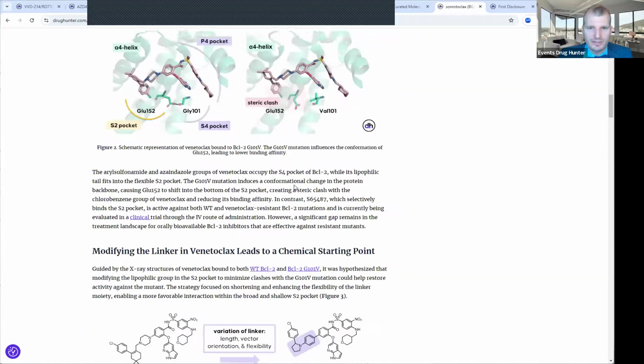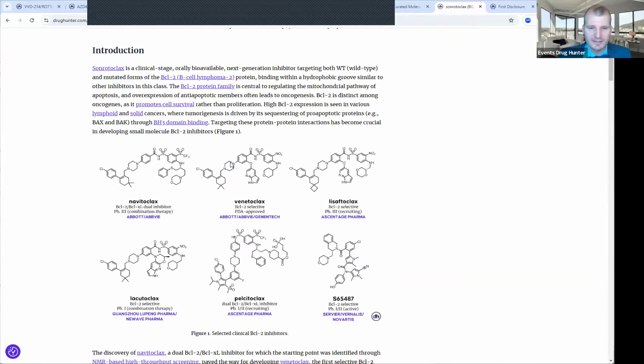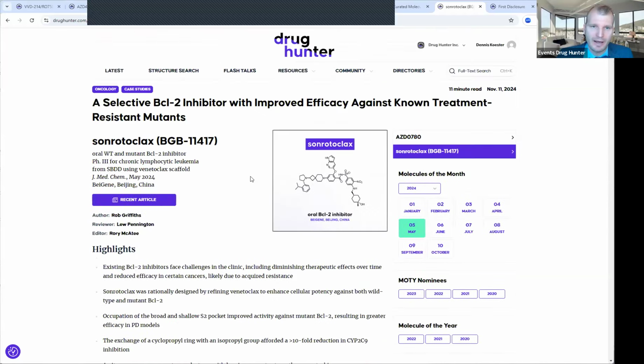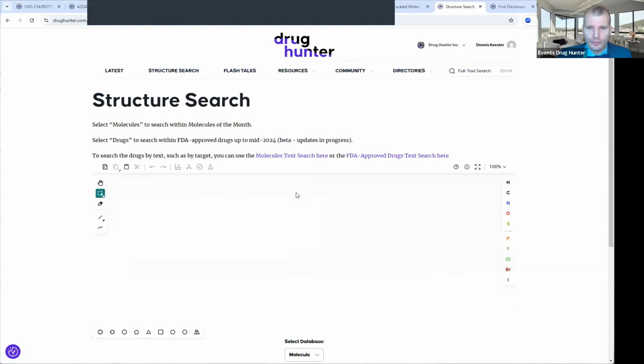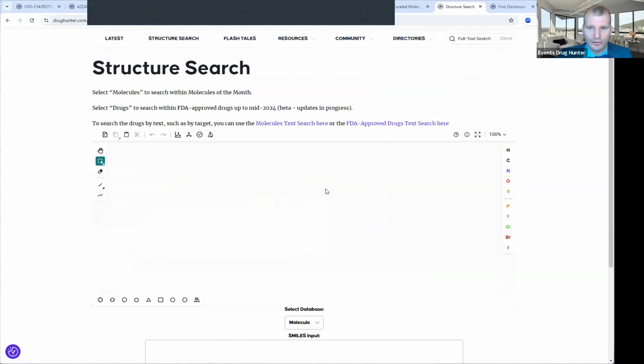Another thing that you can see with the competitive landscape analysis that we do here, you can see other, again, BCL2 inhibitors that were indexed. This nitro group is often replaced by other electron withdrawing groups. For example, this trifluoromethyl group here in navitoclax is used, and also in pelcitoclax. So you see that this nitro group is replaceable, and that it really doesn't make any direct interactions, but just strengthens this pi-pi interaction. Yeah, so those are a few of the things you can now do with Drug Hunter Structure Search.